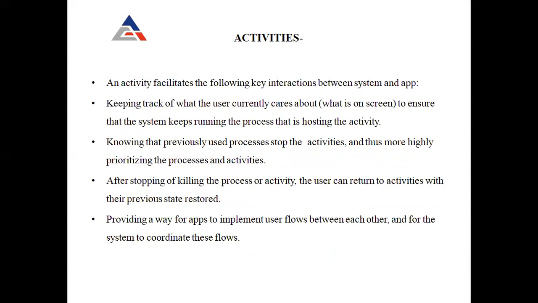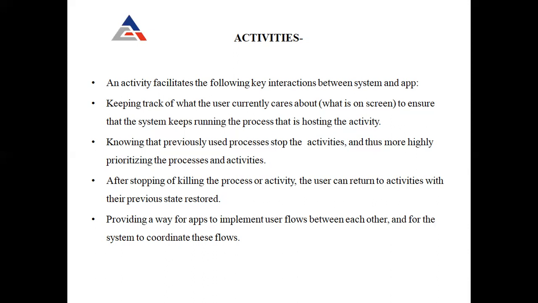An activity facilitates the following key interactions between system and application: keeping track of what the user currently cares about, what the user is doing right now, to ensure that the system keeps running the process that is hosting the activity. So if the user is performing some activity, the process will keep on running until the activity gets finished. Knowing what previous processes the user used, the system stops the activities and thus more highly prioritizes the processes and activities. If we grant some priority to the activities, then we have to stop the previously running activity and allow the highly prioritized activity to run first.